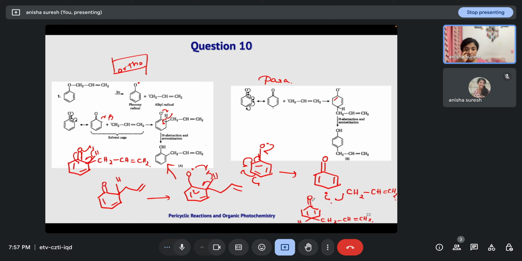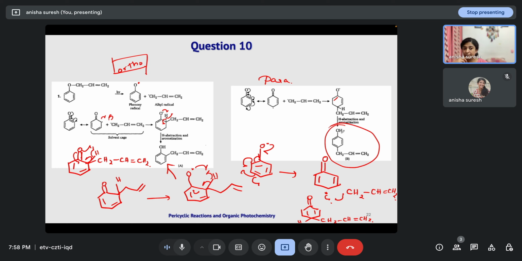Now this again can undergo excitation leading to formation of oxygen radical and carbon radical. Then this oxygen radical can abstract this proton and rearomatization can take place, finally leading to the formation of this product.